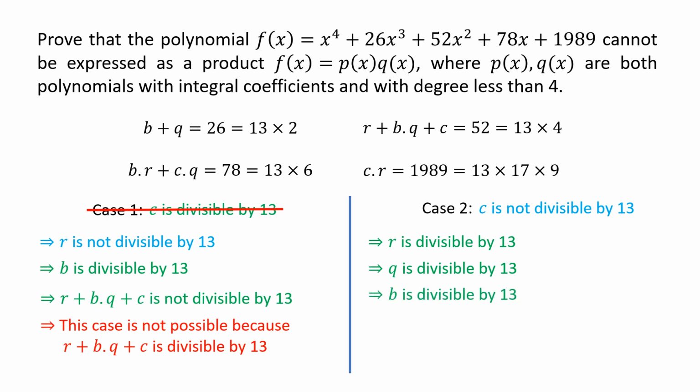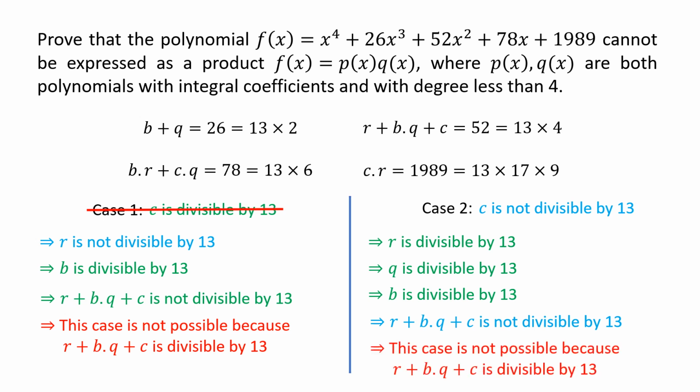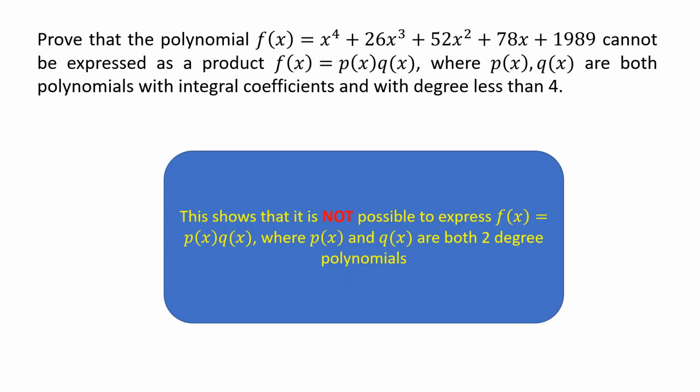Another thing we can deduce is that B is divisible by 13 also, because B plus Q is 26, which is a multiple of 13, and as Q is already divisible by 13, B also has to be divisible by 13. Based on our findings, we can clearly see that 13 does not divide R plus B times Q plus C. This is because R, B, and Q are divisible by 13, but C is not. This is contradictory to the information that R plus BQ plus C is actually 52. This proves that our second assumption that 13 does not divide C is also wrong. So we have proven that f(x) cannot be broken into two polynomial factors each of degree 2.